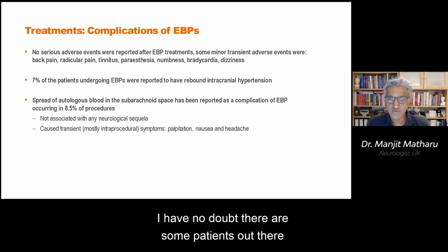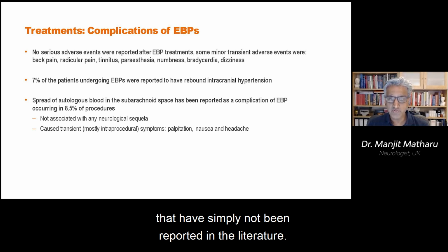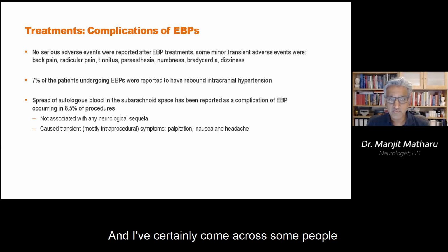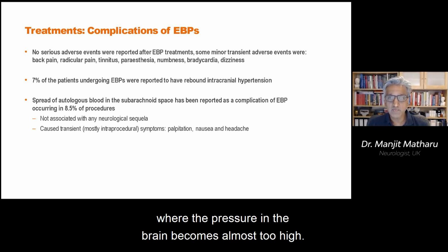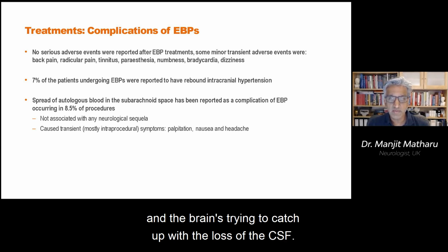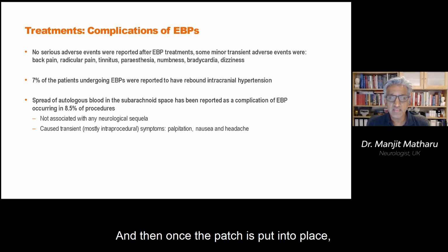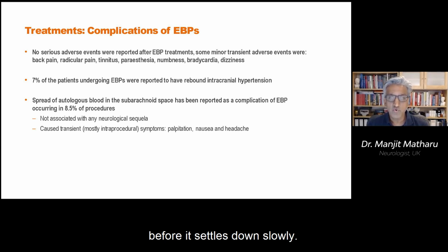I have no doubt there are some patients out there who have had significant side effects from epidural blood patches that have simply not been reported in the literature. I've certainly come across some people who have reported that to me, though this is not actually reported in the literature itself. After a blood patch, if it's successful, you can paradoxically get the opposite problem where the pressure in the brain becomes almost too high. The thinking is that a lot of CSF is being produced with the brain trying to catch up with the loss of CSF. And then once the patch is put into place, that CSF production carries on at a high rate and in fact leads to a high pressure before it settles down slowly.